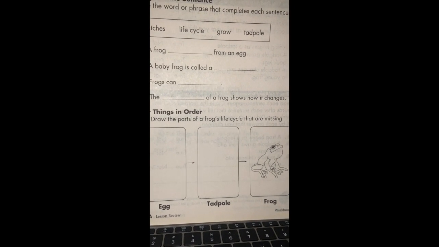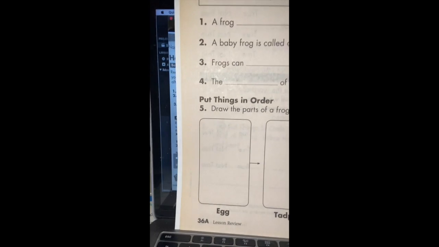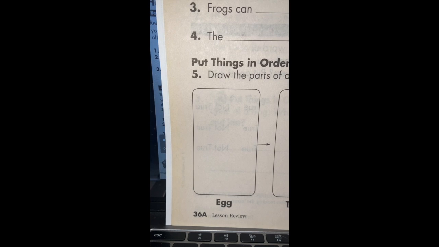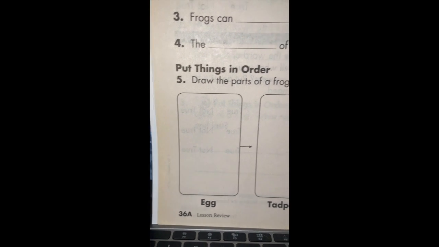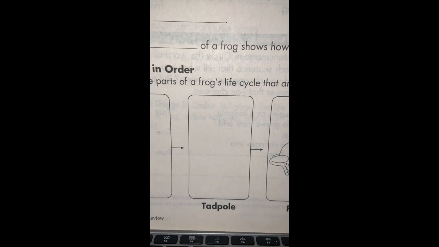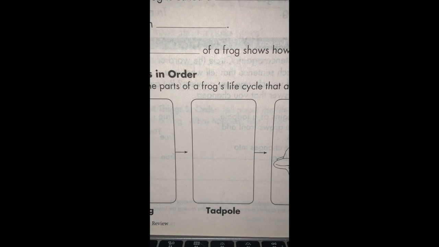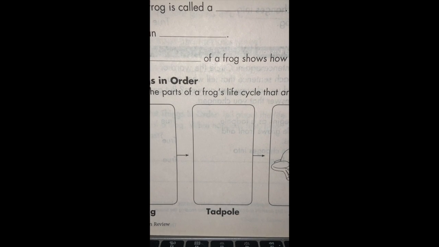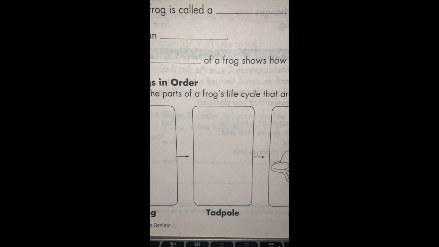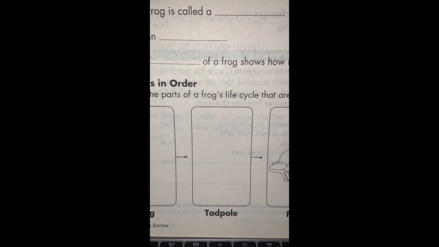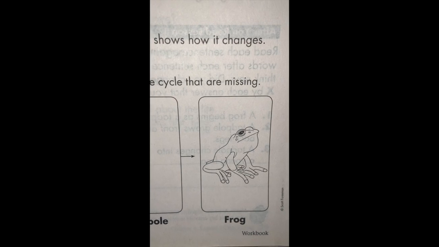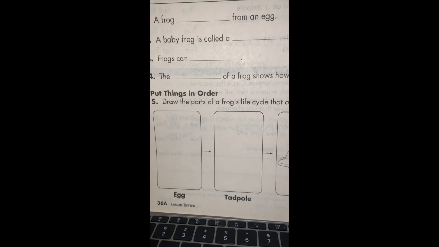Draw the parts of a frog's life cycle that are missing. So the first one is an egg. So draw a picture of a frog egg. The second one, well, we're using first, second, third, just like with the ordinal numbers. Tadpole. So this is the tadpole stage of the life cycle. And they have given you the full picture of the frog. So fill in the missing pictures.